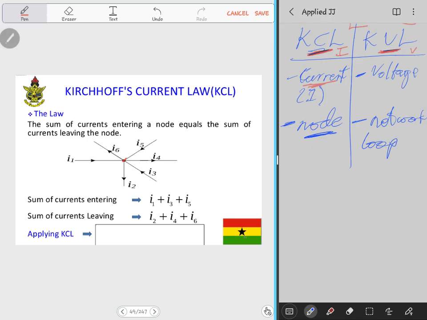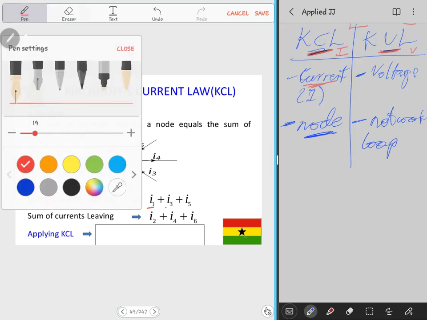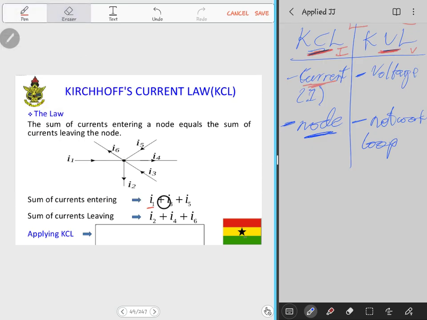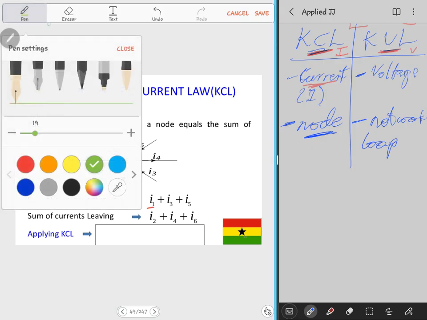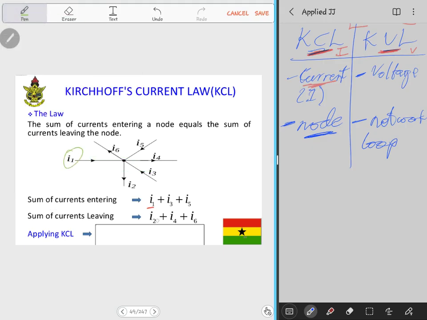Looking at this, we can see the total sum of the current entering: I1, I2, I3. Let's use green to see what's happening. Entering are I1, I3, and I5. Those leaving the node are I2, I4, and I6. So this is the sum of all those entering and the sum of all those leaving.